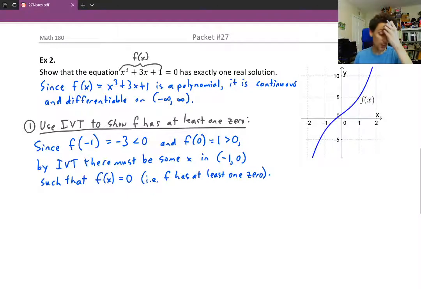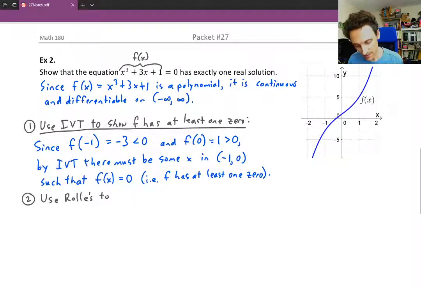But there could be more than one, and we're asked to show that there is exactly one real solution. So we have to narrow it down, that it has to be exactly one. There can't be 2 or 3 or 4. It has to be exactly one. So here's where Rolle's theorem is going to come in. Now we're going to use Rolle's theorem to show that f has at most one 0 and no more.